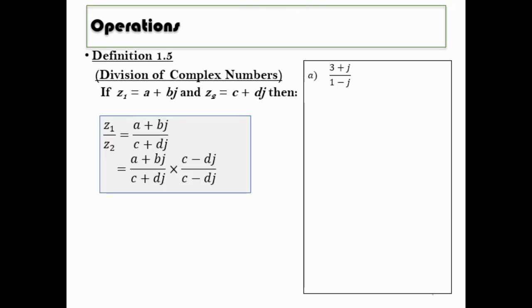Okay, now since you have learned the conjugate of a complex number, we can solve the division of complex numbers. In order to perform division of complex numbers, you need to multiply by the conjugate of its denominator. So you multiply the conjugate on the numerator and also on the denominator. So let us try this example. We need to multiply by the conjugate of the denominator here, 1 minus j. The conjugate is 1 plus j.